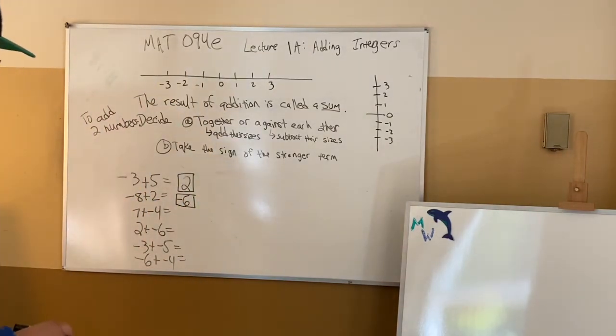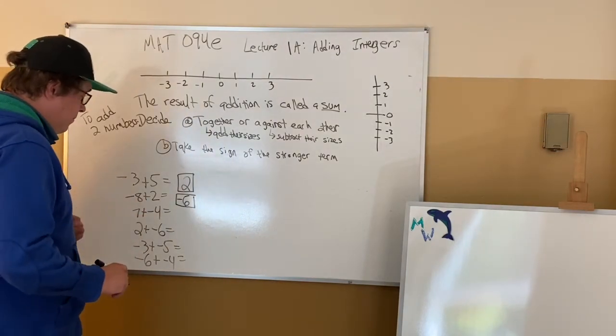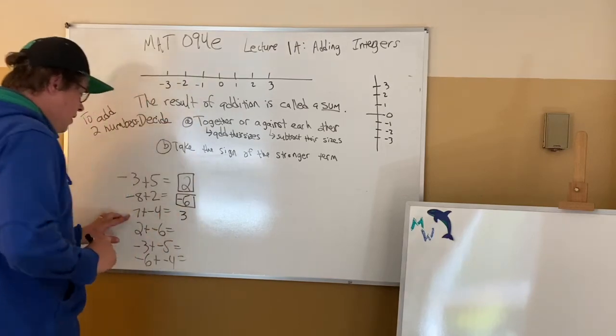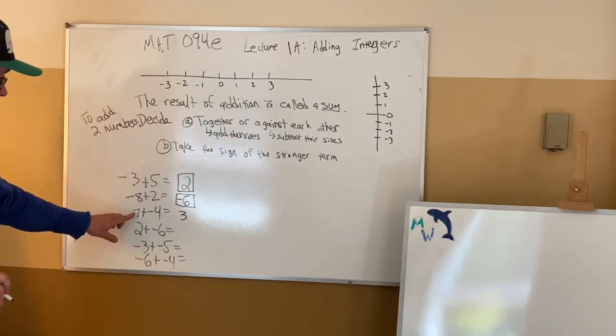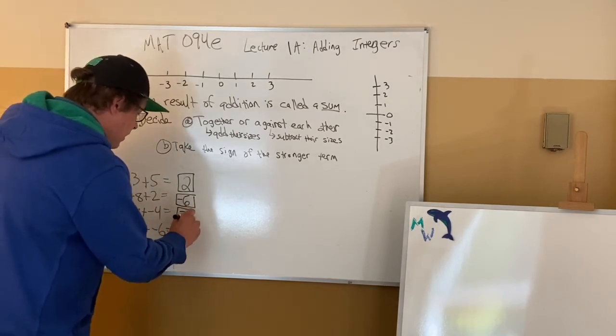Onward. 7 plus -4. 7 and 4 have different signs, so they work against each other. 7 minus 4 gets me 3. Of 7 and 4, 7 is stronger and positive, so my 3 is positive like the 7.